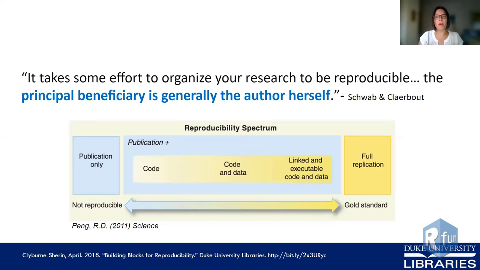And then we can build on that to make our research more reproducible, first by making our code available, through tools like GitHub or other social coding tools. Next would be making our code and our data available. And then the next step is to make that data and code not only available, but available in an environment where it's linked and executable within the cloud. And then finally, that gold standard is full replication, where we're actually collecting new data to test that hypothesis.